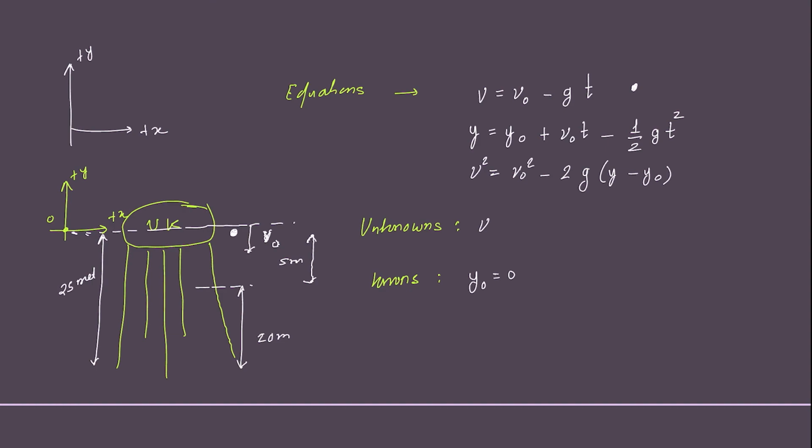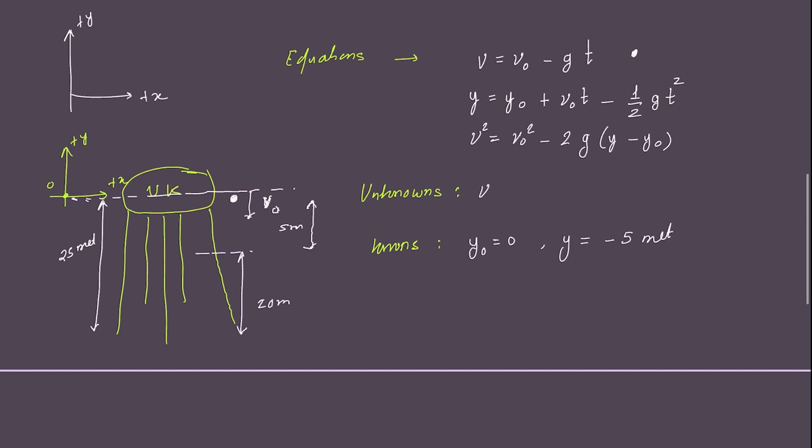We also know that we need to figure out what is the speed, or velocity I should say, of this ball at 5 meters below the top. That means we know that y is going to be minus 5 meters. We also know the initial velocity with which it was thrown down, and that is minus 10 meters per second. All that remains is to choose the right equation and solve for v.